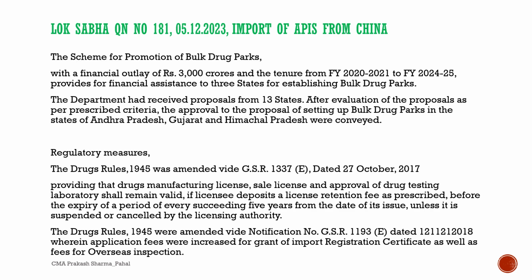The scheme for promotion of bulk drug parks. The department had received proposals from 13 states. After evaluation of the proposals as per prescribed criteria, the approval to the proposal of setting up bulk drug parks in the states of Andhra Pradesh, Gujarat, and Himachal Pradesh was conveyed.